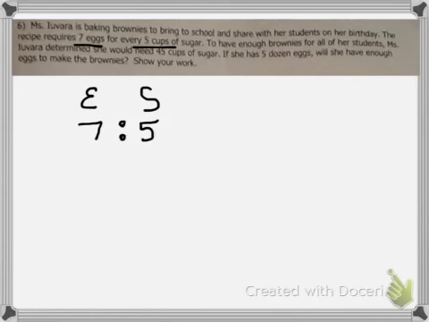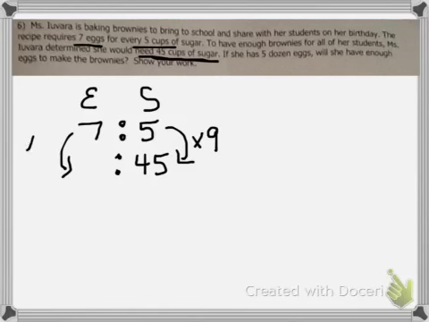And we determined, or she determined, she needs 45 cups of sugar. So we're going to find out how many eggs she needs for that. 5 times 9 gives us 45. So that means 7 times 9 is how many eggs we would need, and that's 63.